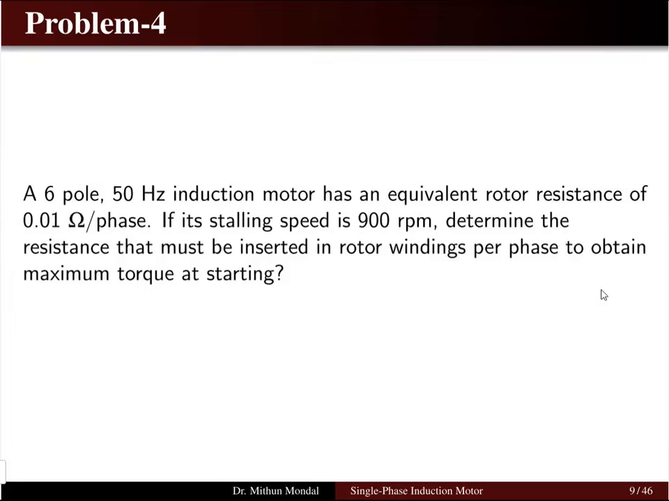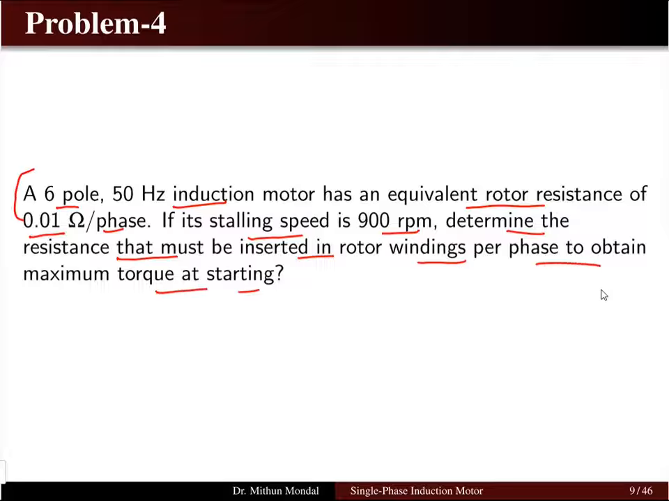Problem number 4, we have a 6-pole 50 Hz induction motor. Its equivalent rotor resistance is 0.01 ohm per phase. If its stalling speed is 900 RPM, determine the resistance that must be inserted in the rotor winding per phase to obtain the maximum torque at starting.